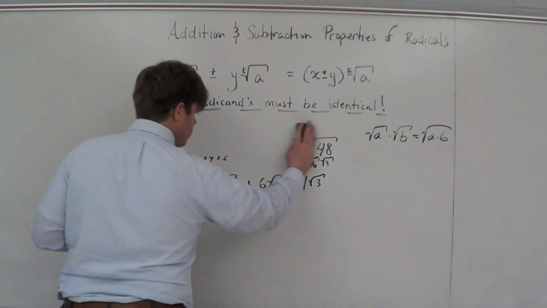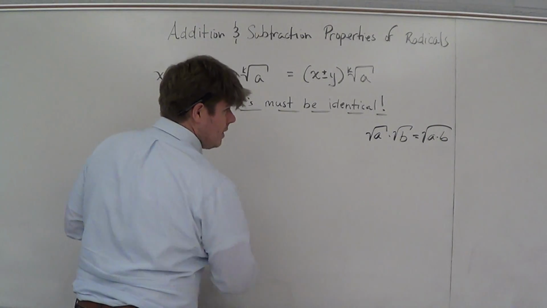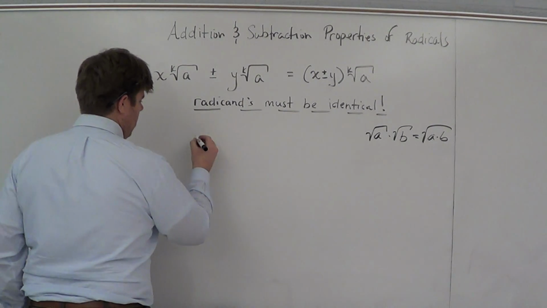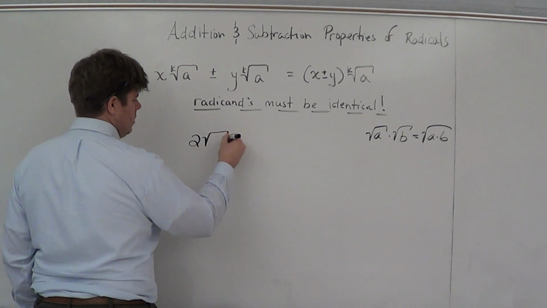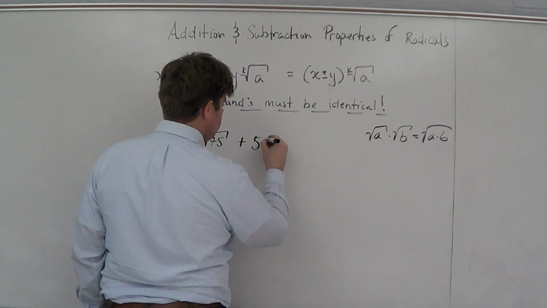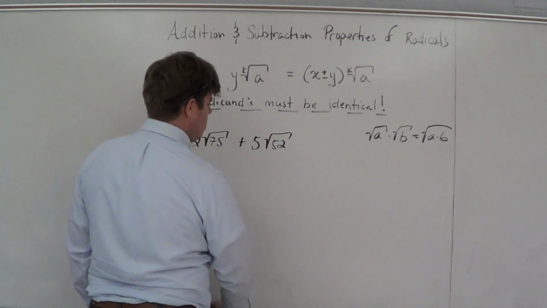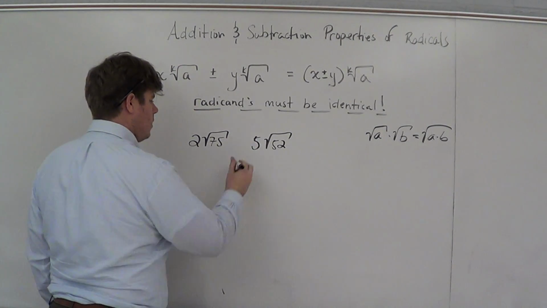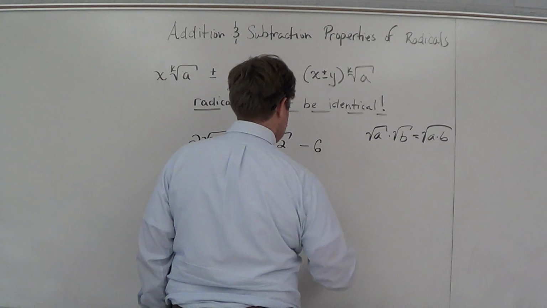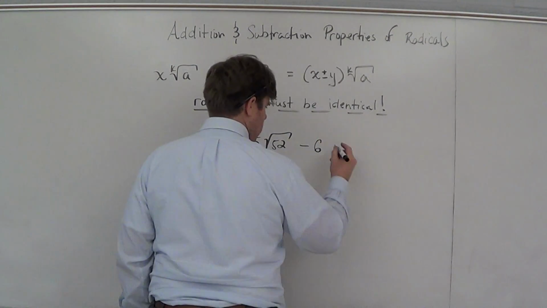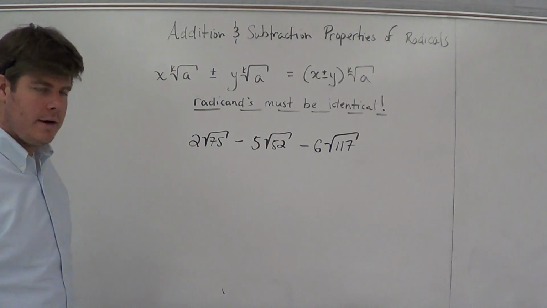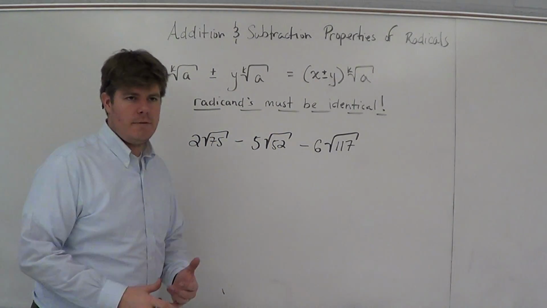So here we go. Again, it's the same basic property, so you should always think about what can I do here. So the next thing I'm going to do is 2 root 75. So plus 5 root 52. And I'm going to make that a minus, why not? Minus 5 root 52, and then I'm going to do minus 6 root 117.